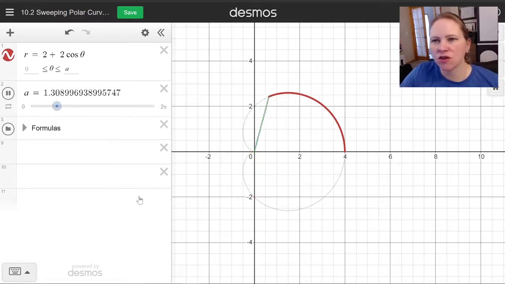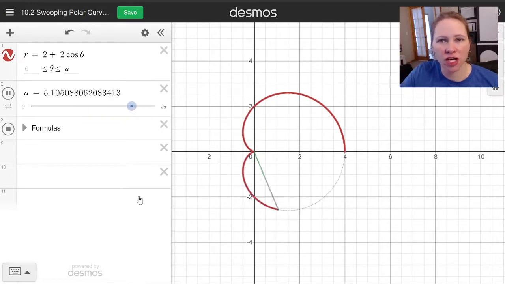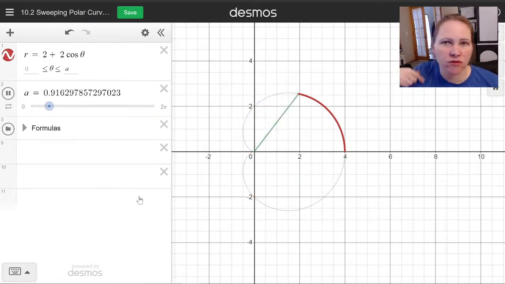And so as it goes along, it's saying, okay, as I move through the angles, r changes because r is some function of my theta. So when theta is pi over 2, r is the length of that little green line that you see rotating through. And r changes based on the value of the angle. So you have 2 plus something.